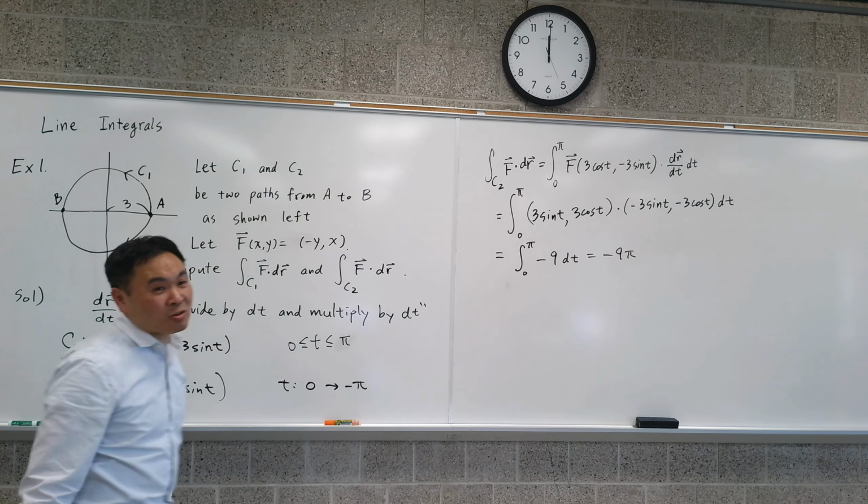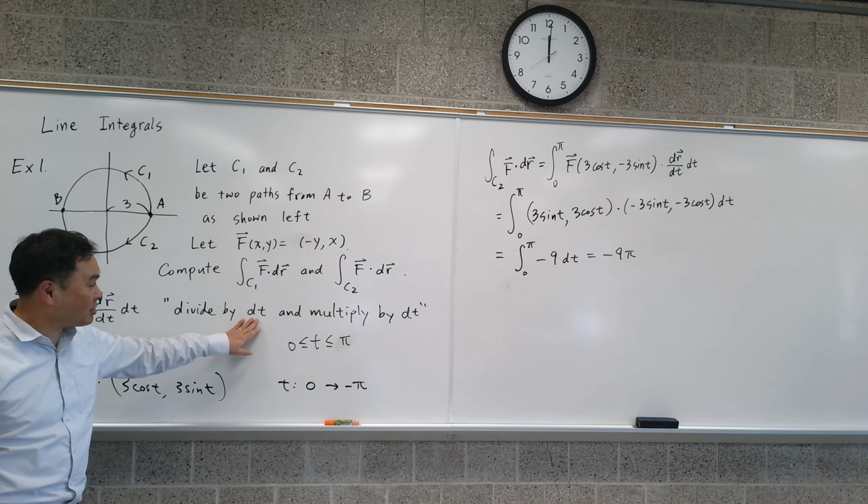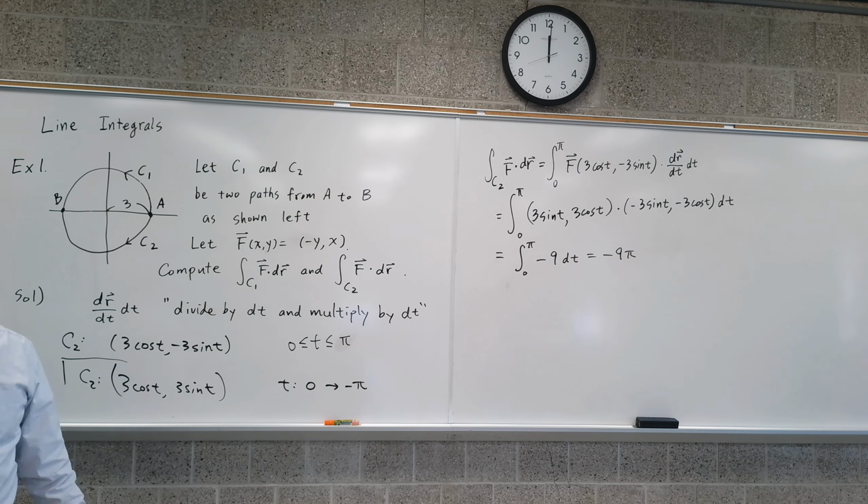The rest of the calculation is pretty much the same thing as the previous one, so I'm just skipping steps there. I really want you to mainly focus on the parametrization and this trick, dividing by dt and multiplying by dt. That's the important part.